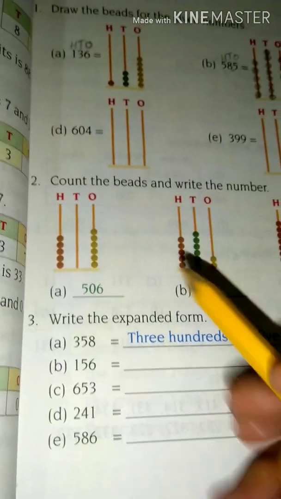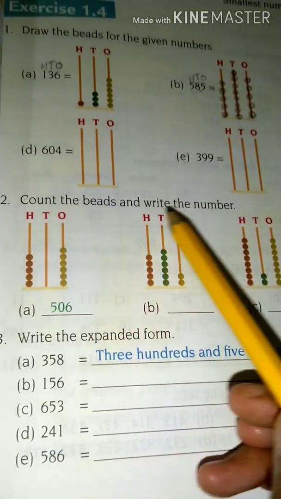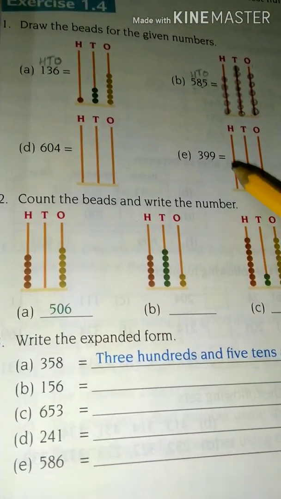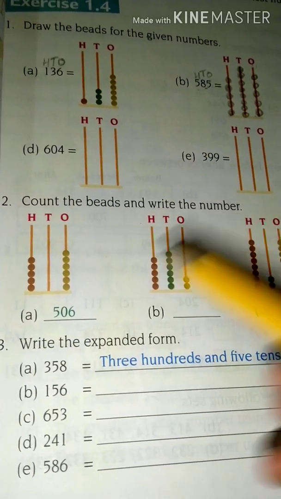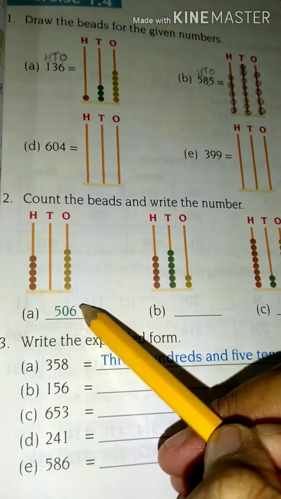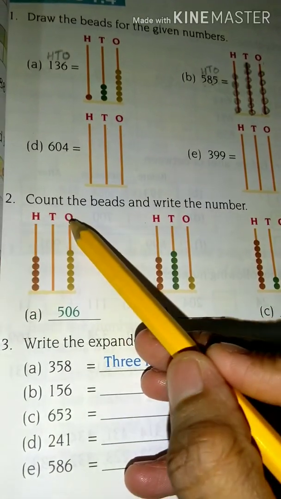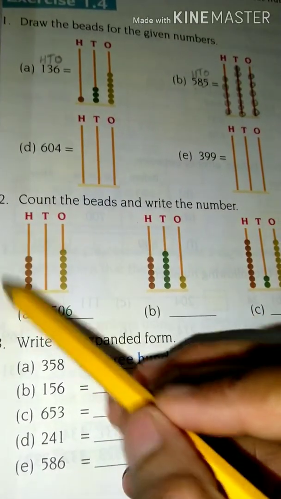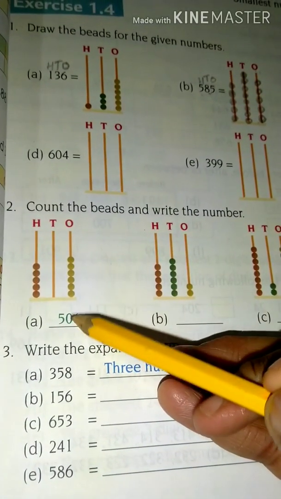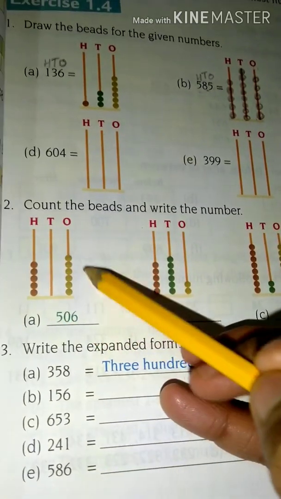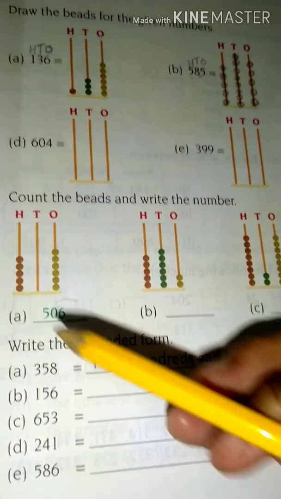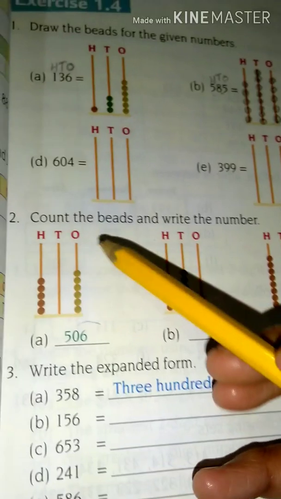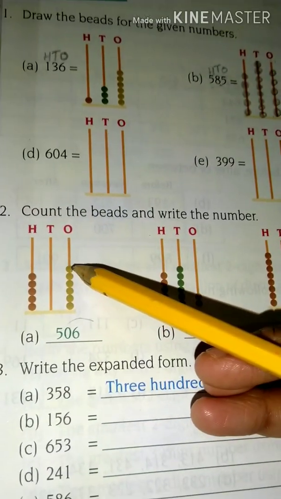Now we are moving to question number 2. This is like count the beads and write the number. This is just the opposite of question 1. The first one they have done, they have given us the beads and the abacus, but we have to just count the beads and then write the number. We have to form the number. Okay, so first let's count.